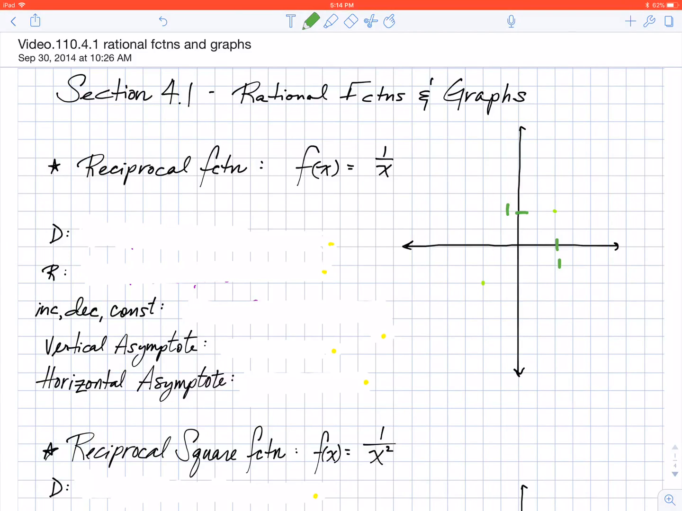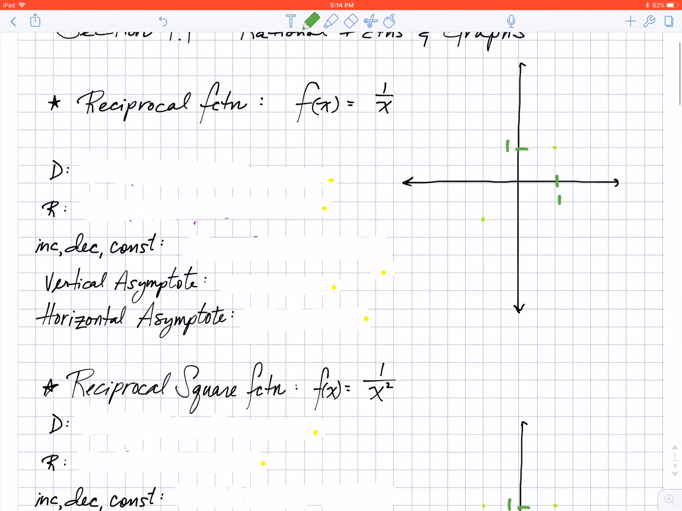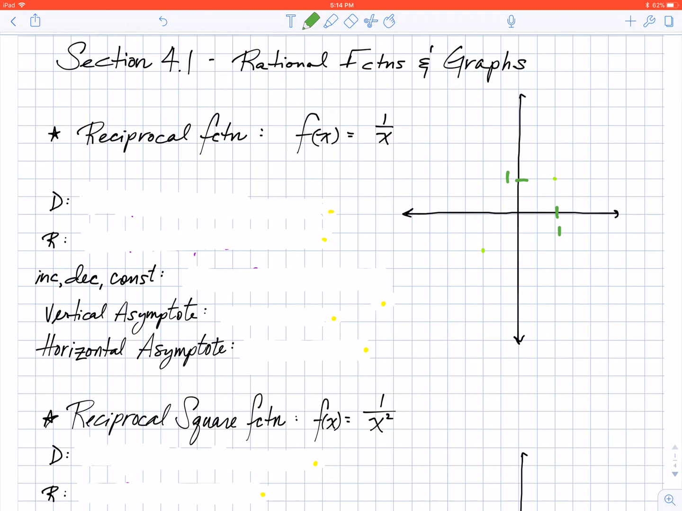Hey folks, so this is section 4.1 and I'd like to introduce you to two new parents. One of them is called the reciprocal function and the second one is called the reciprocal square function. Remember that you have to memorize three things about every single parent.